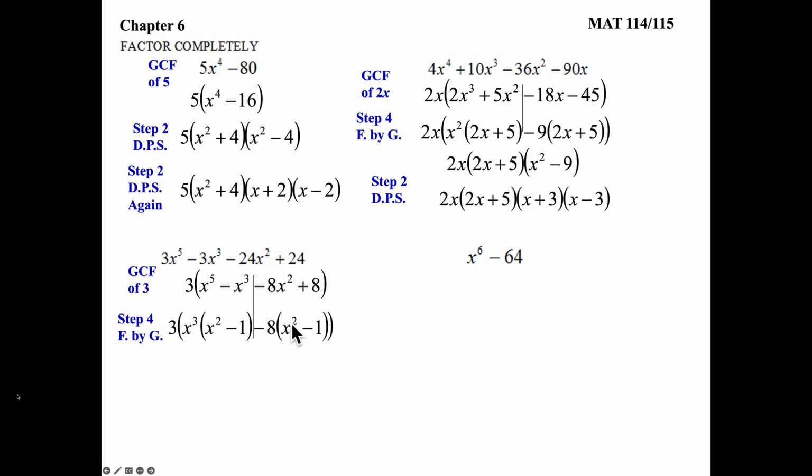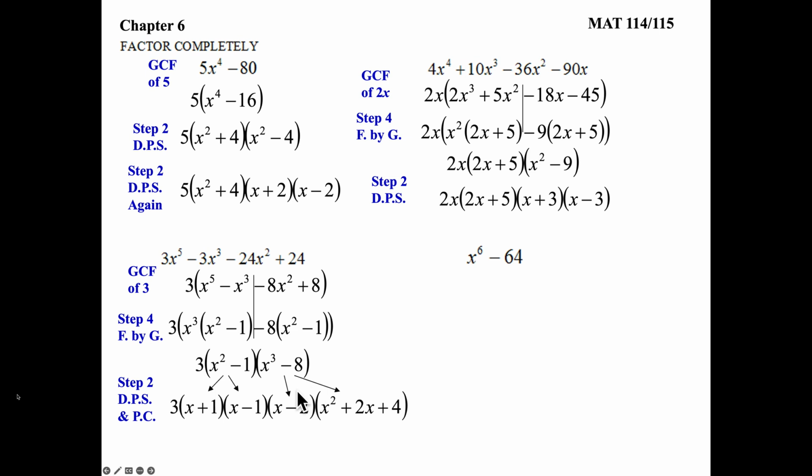These two x squared minus 1's, I have to finish my factor by grouping. Even though they're difference of perfect squares, they're going to come together as one binomial. X cubed minus 8 is my, wait a minute, difference of perfect squares, perfect cubes. Holy cow, we got to go back to step 2. We went from step 1 to step 4, and now we got to go back to step 2 and do difference of perfect squares and perfect cubes.